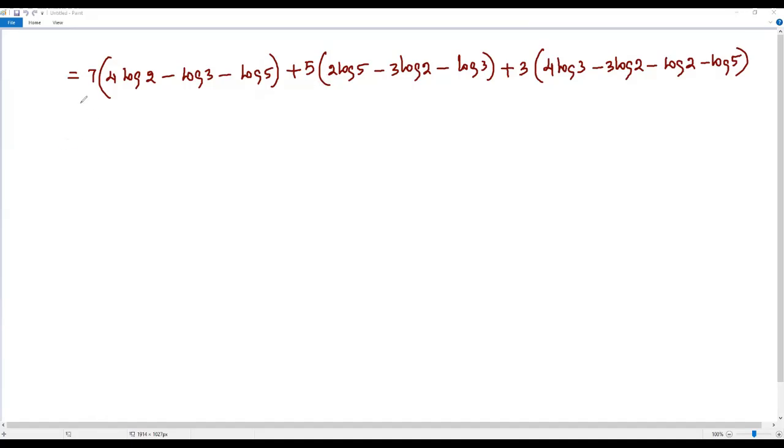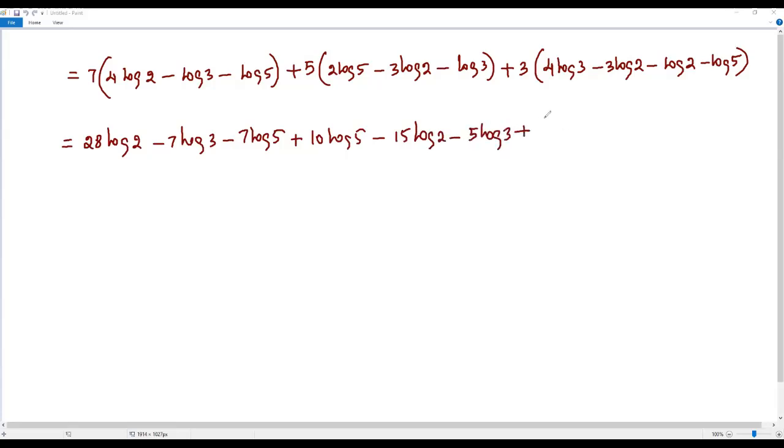Okay, let's simplify this one. First, we have to distribute this 7 to this one. Then 7 times 4 is 28 log 2. 7 times negative log 3 will be negative 7 log 3. And 7 times negative log 5 will be negative 7 times log 5. Now we can distribute this 5 to each term inside the parenthesis over here. Then I'll be getting positive 10 log 5, negative 15 log 2, negative 5 log 3, positive. So let's distribute this 3 to each term inside the parenthesis. Then I'll be getting 12 log 3, negative 9 log 2, negative 3 log 2, negative 3 log 5.